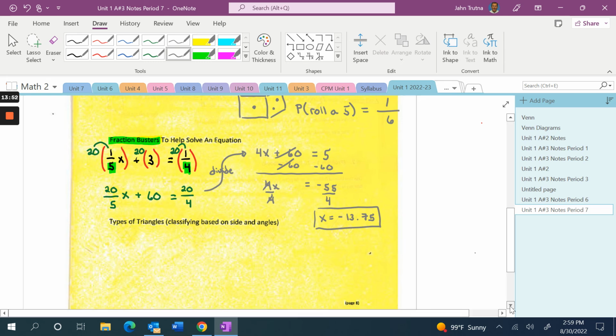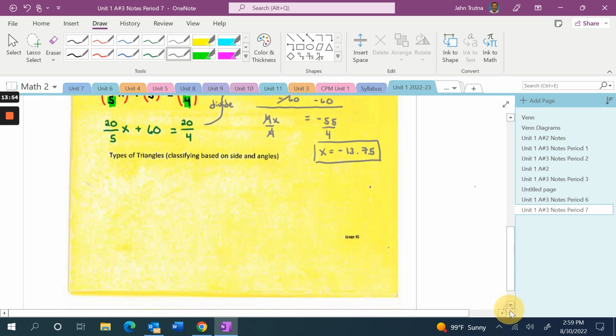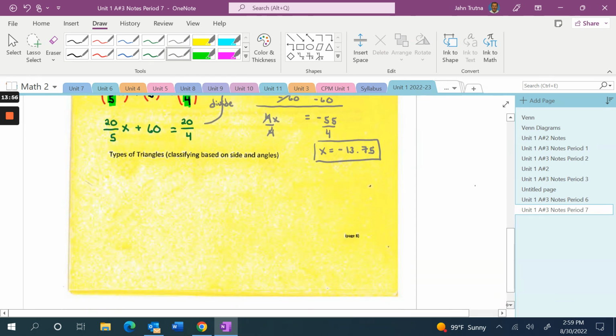Okay? Last thing, triangles, types of triangles. There are 6 types of triangles. Okay? Last week I told you 3. There's equilateral triangles.